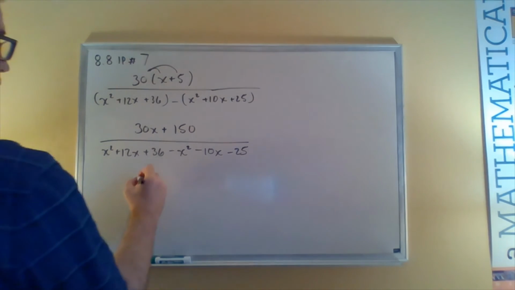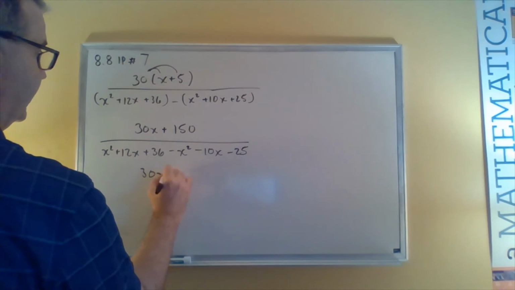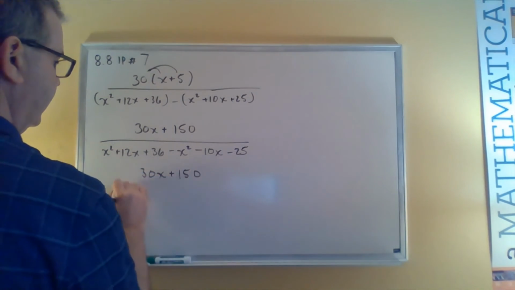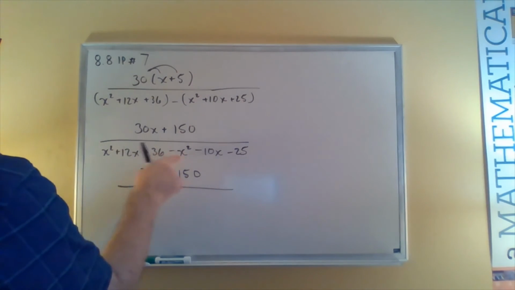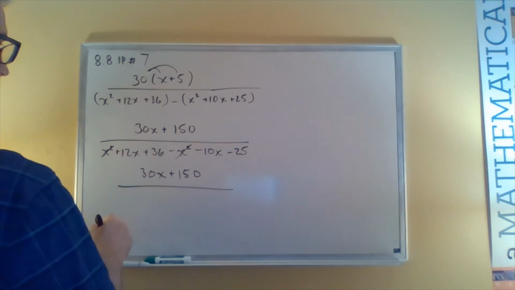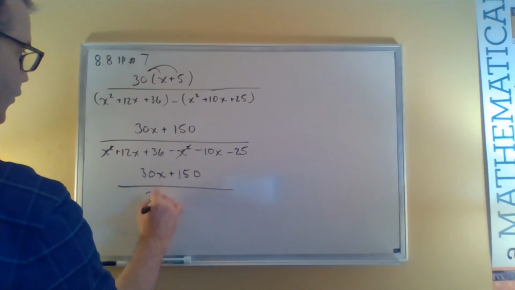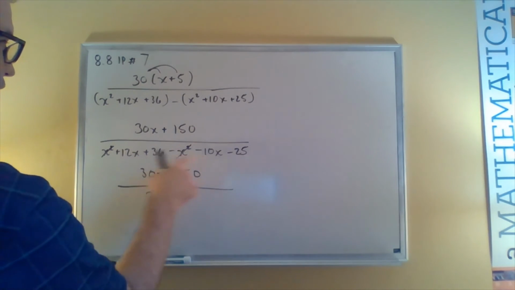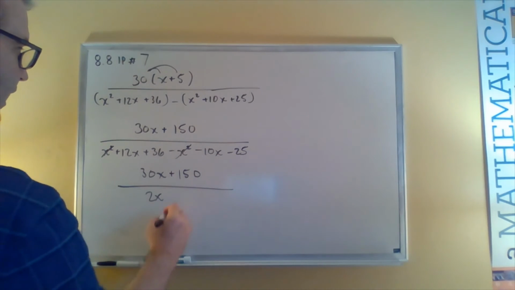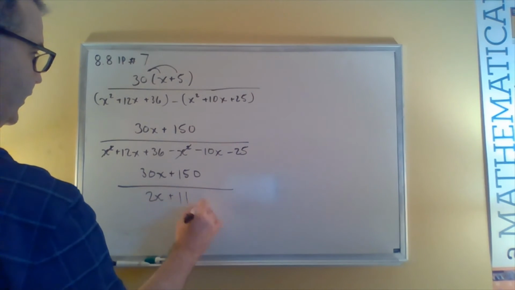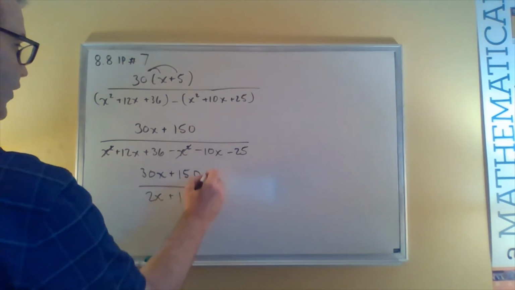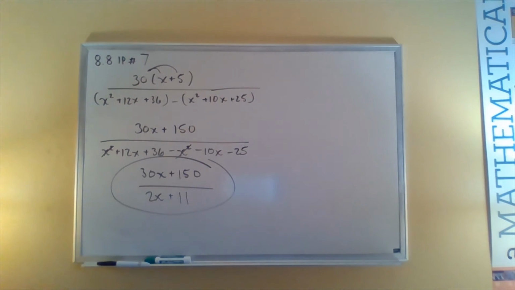I got one more step to simplify here. So I have 30x plus 150 over, I have x squared minus x squared, they cancel out. I'm going to have 12x minus 10x, so that's going to be a 2x. I'm going to have 36 minus 25, that's going to be plus 11. So after all that, my answer to number 7 is 30x plus 150 over 2x plus 11.